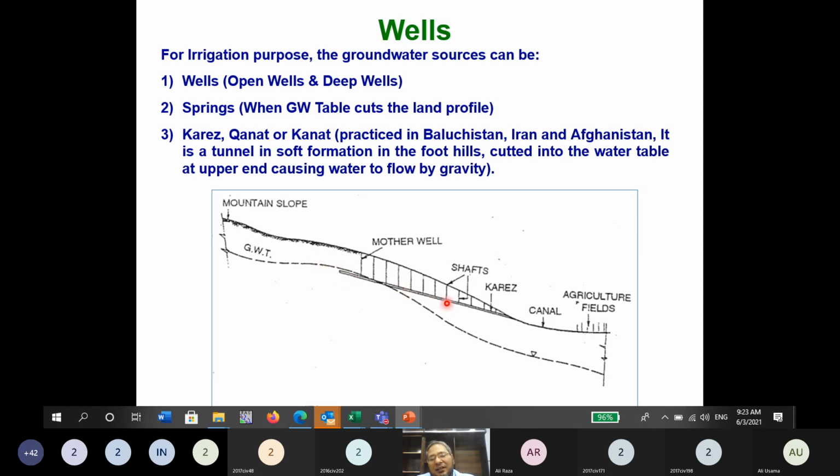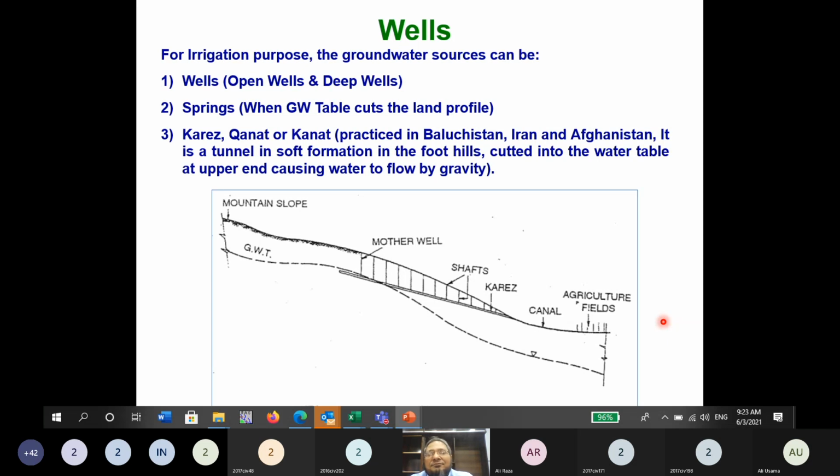पानी इस टनल में आएगा, और it would be discharged from here, very similar as there is a discharge from tubewell, and they were supplying, and they are supplying water to agricultural lands. So this is the concept of kares.